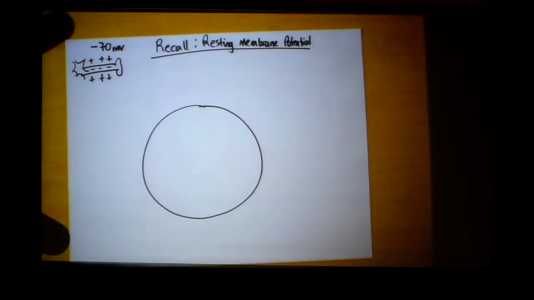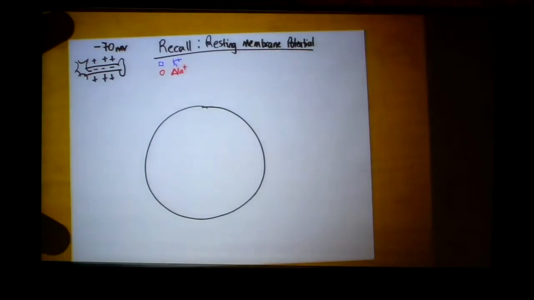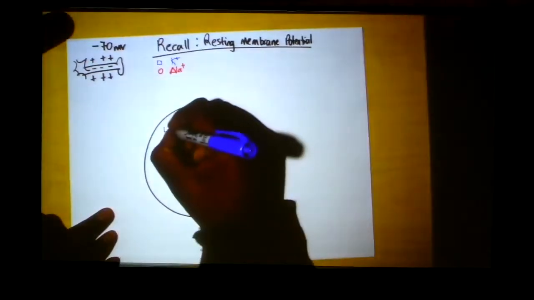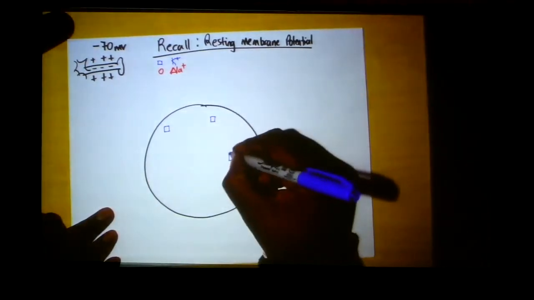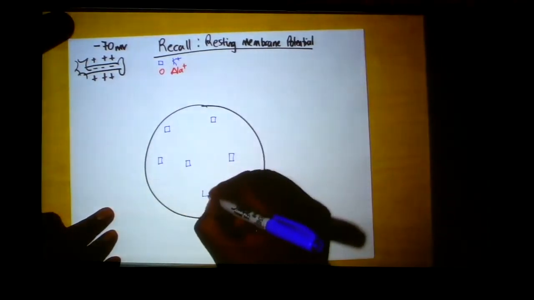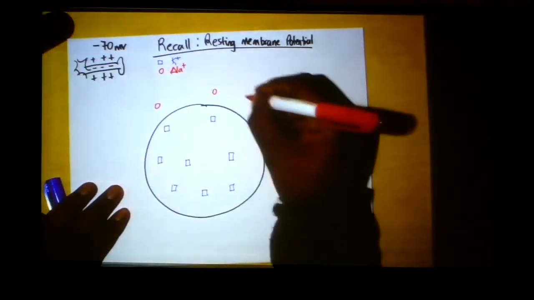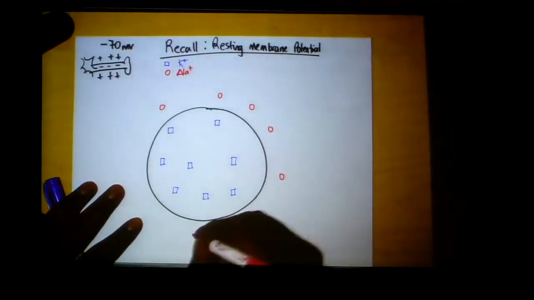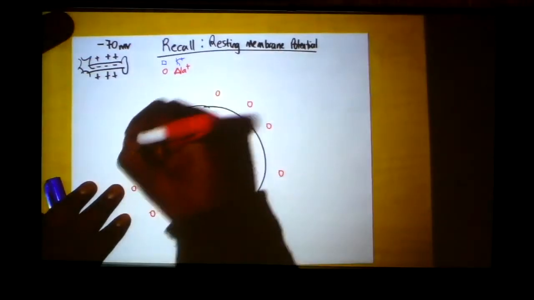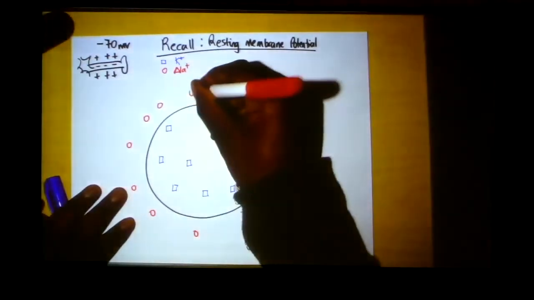Sodium and potassium. So let's just make a little key here. This will be potassium, and then this will be sodium. Okay, and so we know that the relative concentrations of sodium and potassium are such that there's more potassium inside the cell, so let's just fill this in. And there's more sodium outside the cell here.